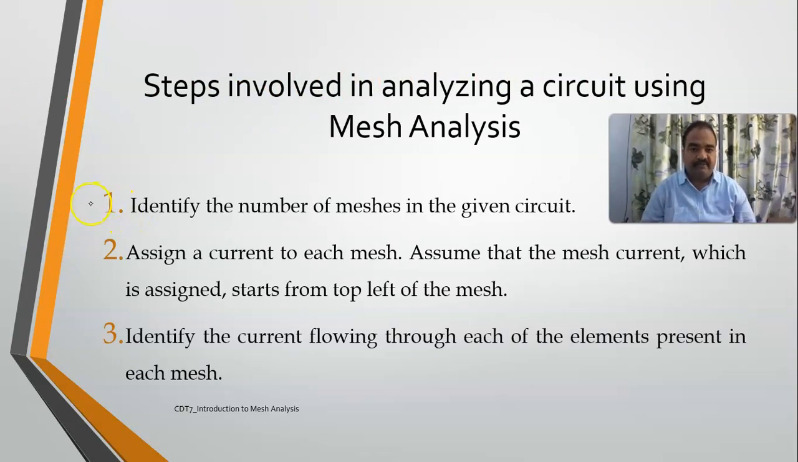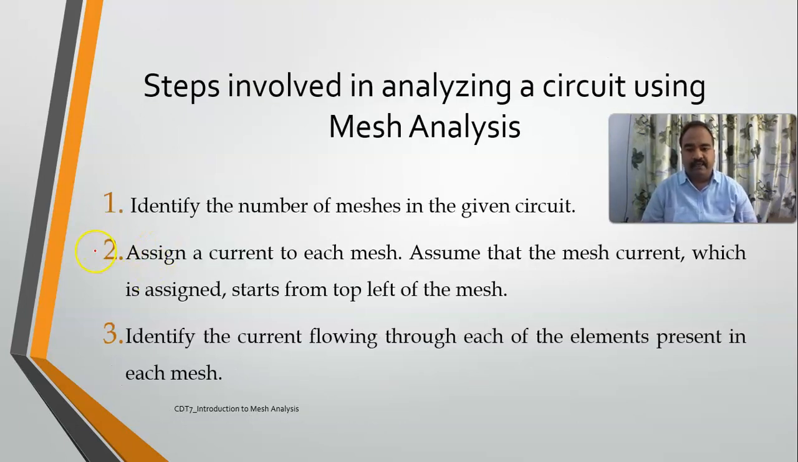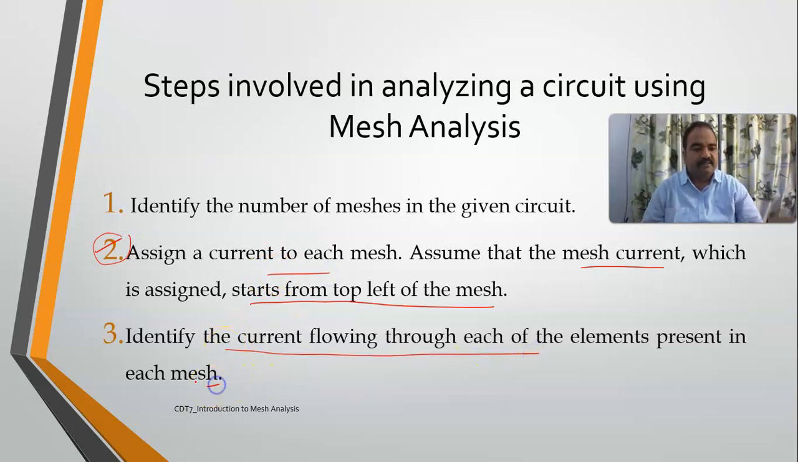The first one is to identify the number of meshes, and then for each of the meshes you assign a current. Assume that the mesh current which is assigned starts from the top left of the mesh. Once these mesh currents are identified, you identify the current flowing through each of the elements present in the mesh along with its direction.